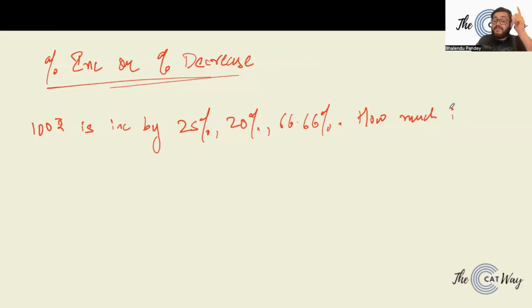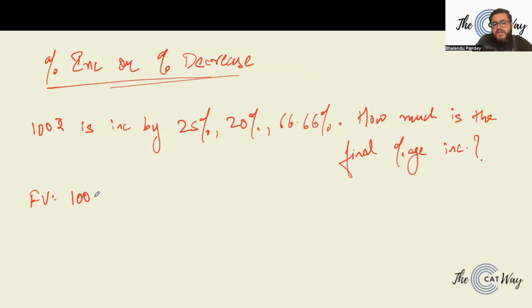Right? Now, how much? अभी तक तो we were looking कि final value क्या होगी. Now we'll also be looking कि final percentage increase या decrease कितना है. So how much is the final percentage increase? So first thing that you need to do is you need to identify the final value. Now, how do you identify the final value? Your original value multiplied by the multiplying factors.